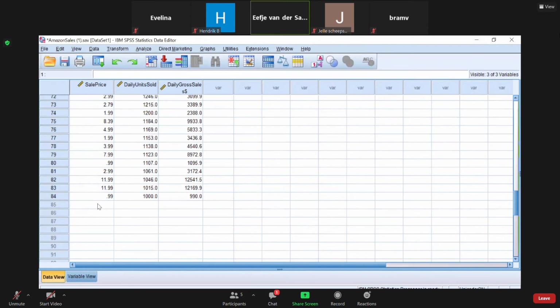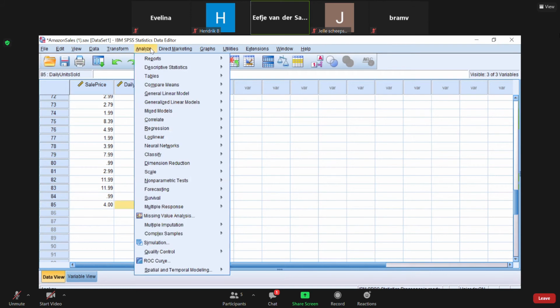I want to know my predicted value if my sale price is 4, because remember, sale price was our X, so our independent variable. I want to know the daily units sold, or what my model predicts. And we can actually do that with SPSS. But remember to leave those blank, because if you don't, then SPSS won't calculate it for you, obviously.